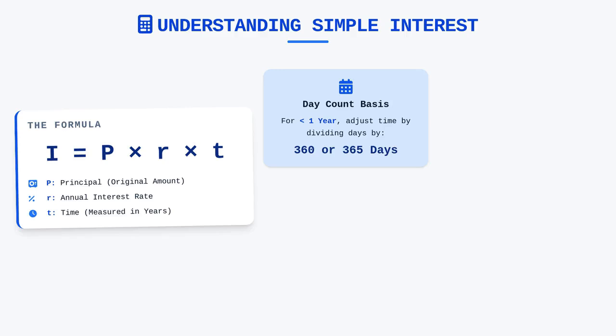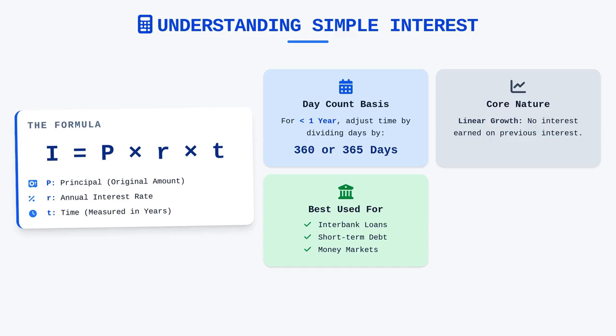Because this method does not account for interest earned on previous interest, it remains the standard for simple interbank loans and short-term debt. When you solve for components like the rate or the principal, you are effectively isolating variables in an algebraic equation to find the missing value. Practitioners often prefer this approach in money markets because it allows for transparent, linear calculations over short durations.